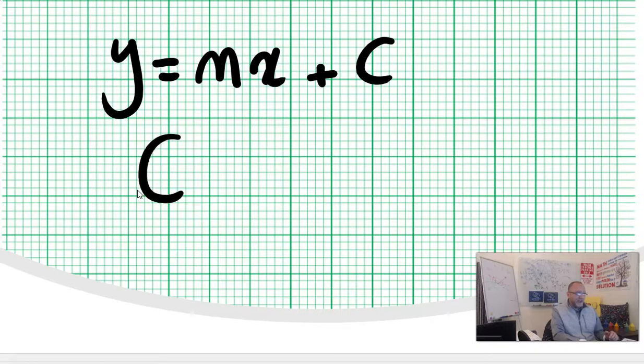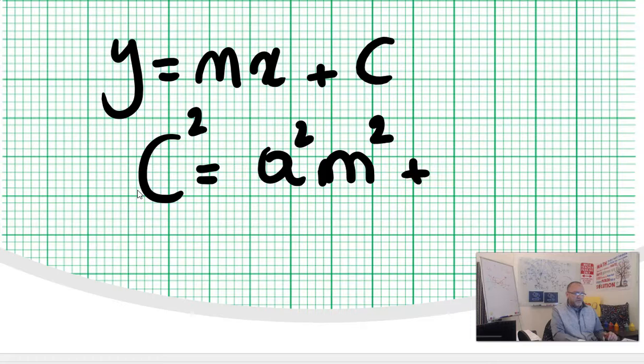This constant has to be equal to c squared, which is equal to a squared plus b squared for the ellipse. We try not to memorize it, and instead think about it this way. That's a condition. You cannot have a tangent to an ellipse unless you fulfill this condition.